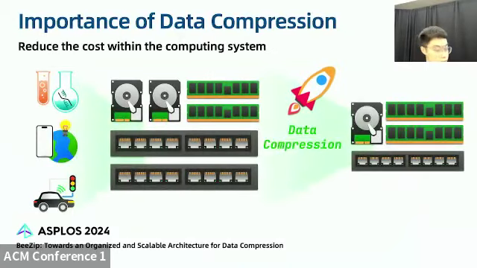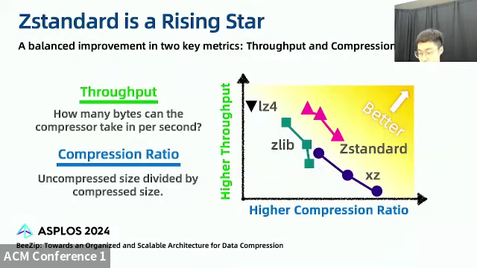Nowadays, our computing systems are filled with massive volumes of data from multiple scenarios. Data compression is a technique that can help us shrink the size of data without losing valid information. The shrinking of the data means cost reduction of storage and bandwidth resources. We measure the performance of a data compression algorithm by two metrics, throughput and compression ratio. Throughput tells us how many bytes the compressor can take in per second, and the compression ratio equals uncompressed size divided by the compressed size. Both metrics are the higher the better.